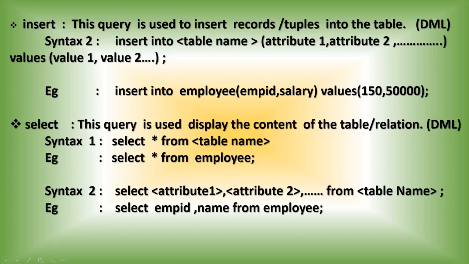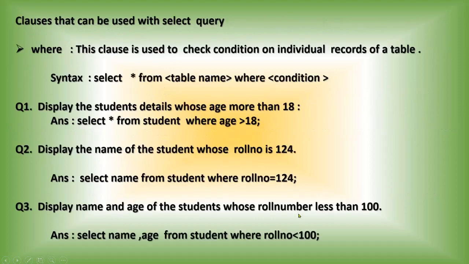And the next one is the select clause: select star from employee, select EMPID, comma, name from employee. And here are the clauses that can be used with the select. The first clause that can be used with the select is where, and this clause is used to check a condition on individual records of the table. So you can see the example, select star from student where age greater than 18, or whatever conditions you can mention over there. Okay.